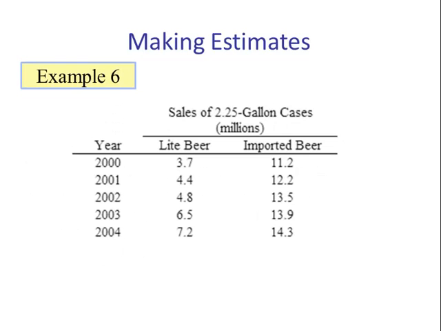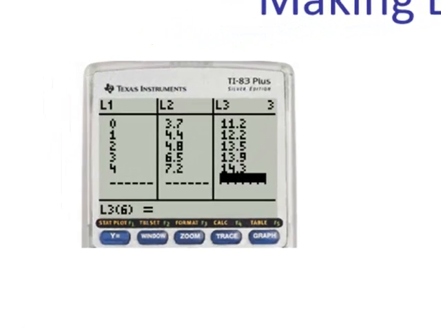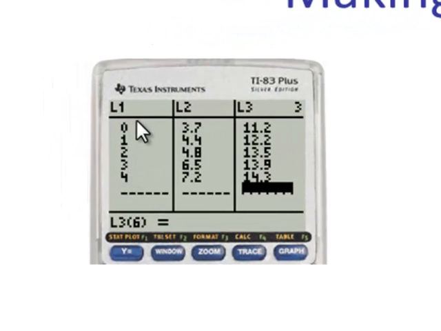So here we have our data. We want the years since 2000, so t is equal to 0, 1, 2, 3, and 4. Our light beer will be modeled by f of t. Imported beer will be g of t. First step, we have to enter the data into list 1, 2, and 3. T will be list 1. F of t is list 2. G of t will be list 3.